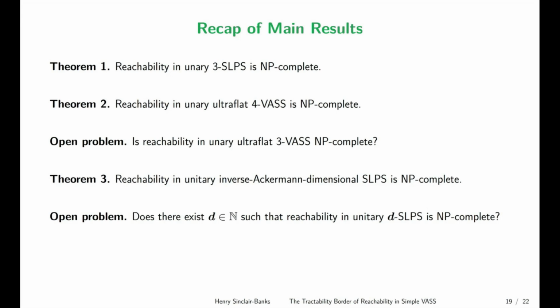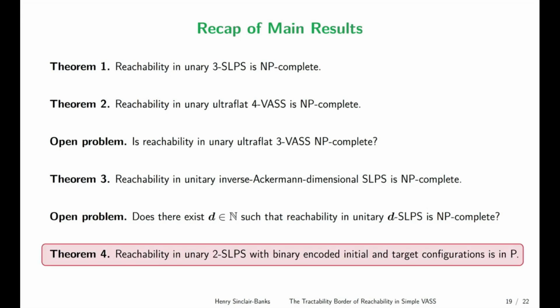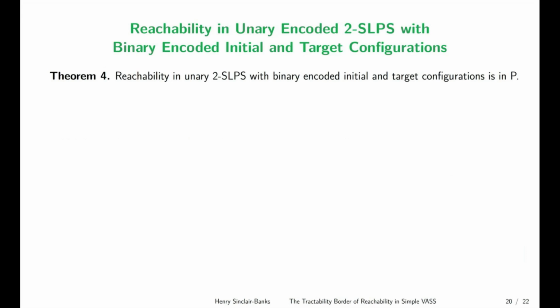So really the question is, does there exist a constant number of counters for which reachability in unary d-dimensional simple linear path schemes is NP-hard? I'm not sure about that either. Now I'm going to focus on the final theorem, which is hopefully pretty, but it's very precious. I had to stretch the section headings, they're getting really long. I had to stretch the title out to 2 lines.